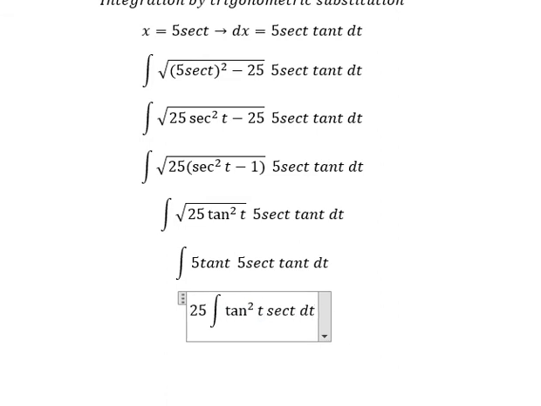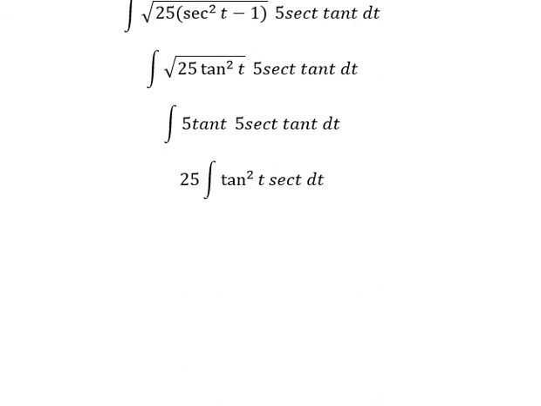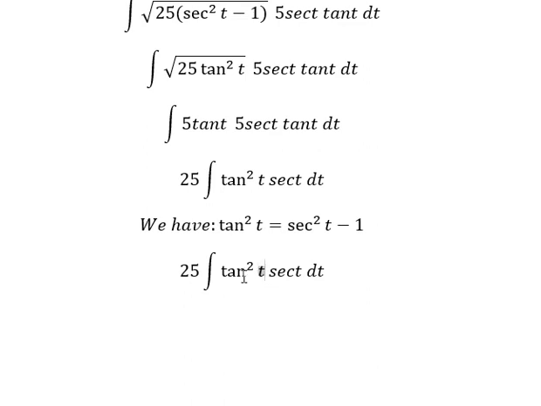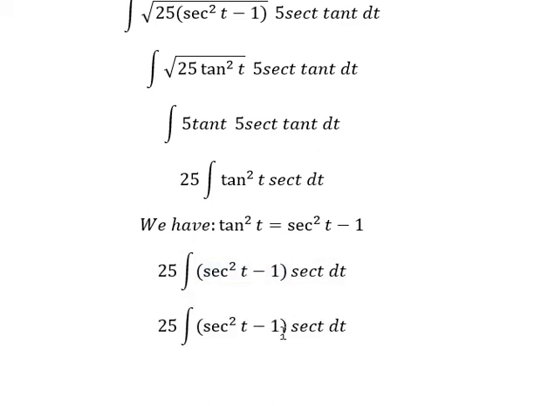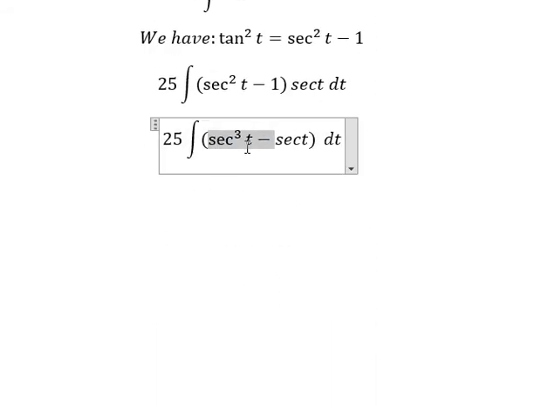Next, we have this formula in here. Tan t square equal to secant of t square minus 1. So now I will change this one into this one. And now secant of t multiplied by number 1 and this one. Now I will concentrate on this one only.